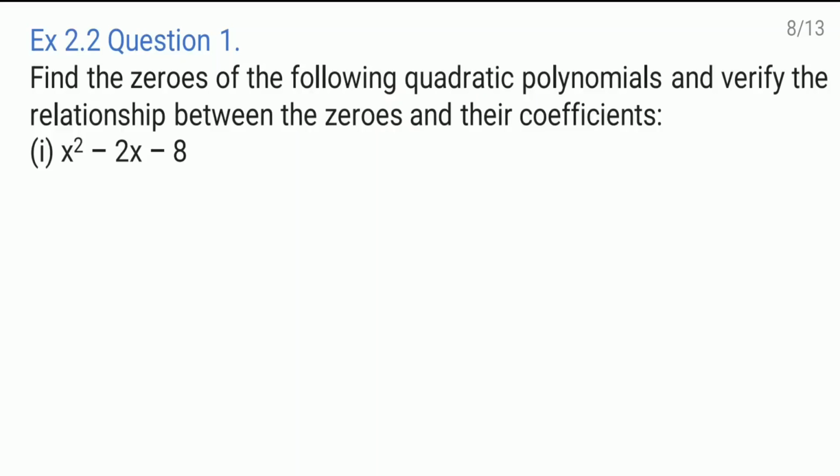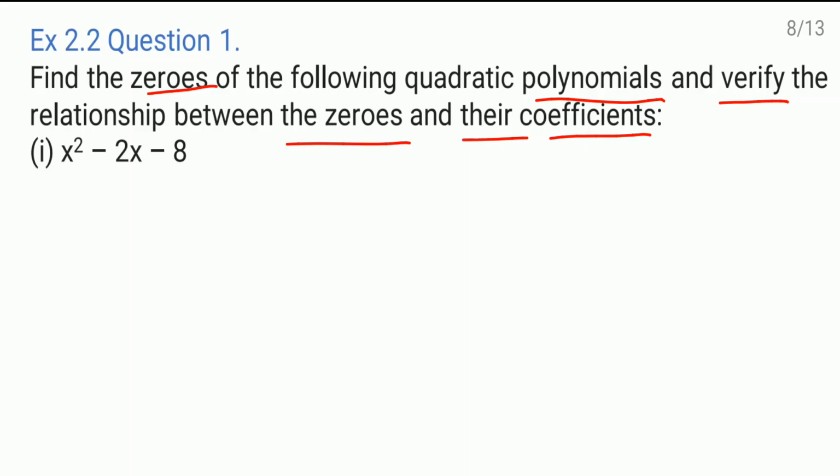This is exercise 2.2 question number 1. Find the zeros of the following quadratic polynomials and verify the relationship between the zeros and their coefficients. Now look at the first one here. X square minus 2x minus 8.